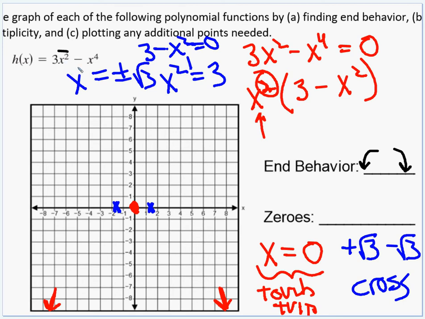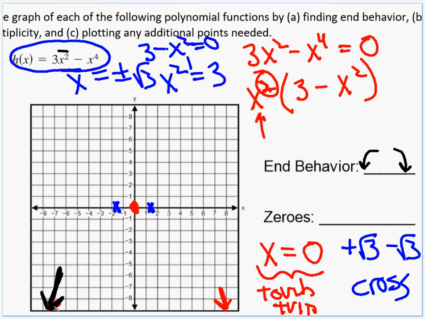So let's see, I'm going to start over here in black ink on the left. I'm down here at the downward arrow. I know in the long run the graph goes down, but as I start working my way up, I know I'm going to cross at negative root of 3. Okay, so I'm up here in the second quadrant.